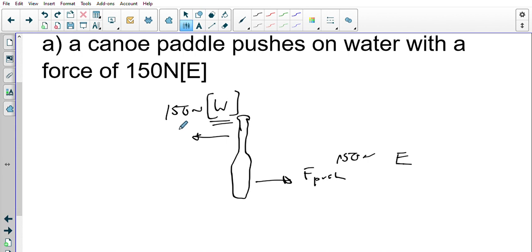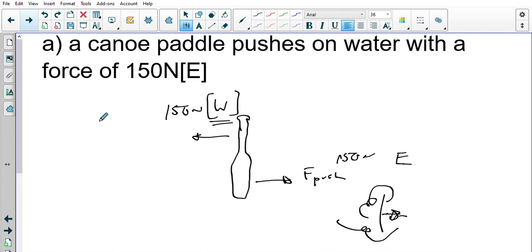Now, is this going to be exactly 150 newtons? No, because if you ever took a look at the paddle when it's in the water and you're pushing the paddle in this direction, the water is flowing and swirling around it, because the paddle's also moving through the water. If you were pushing off a rock, the rock's not moving, so pushing off a rock gives you 150 newtons pushing forward. But if you're pushing with a paddle against the water, it's going to flow and use up some of that force. Just saying.